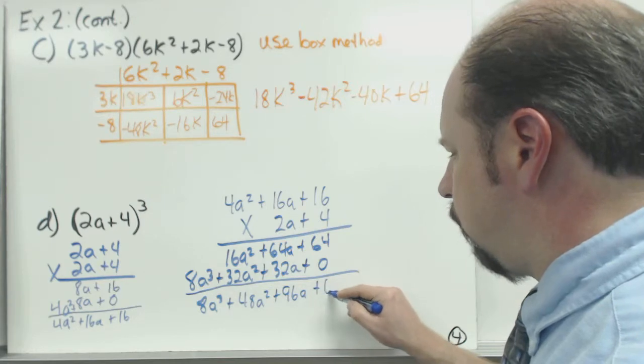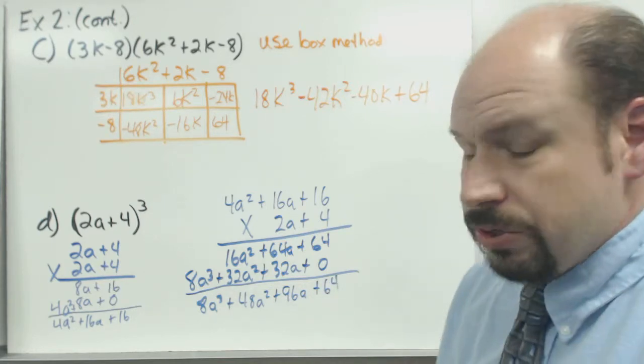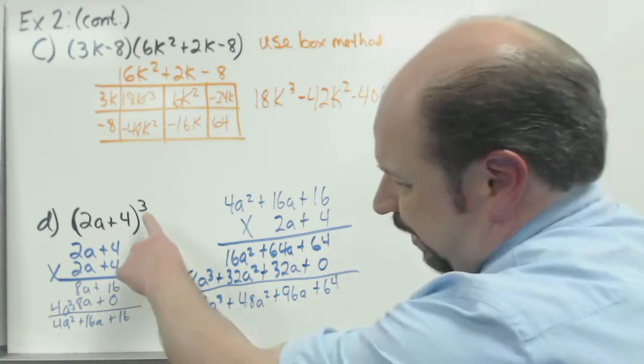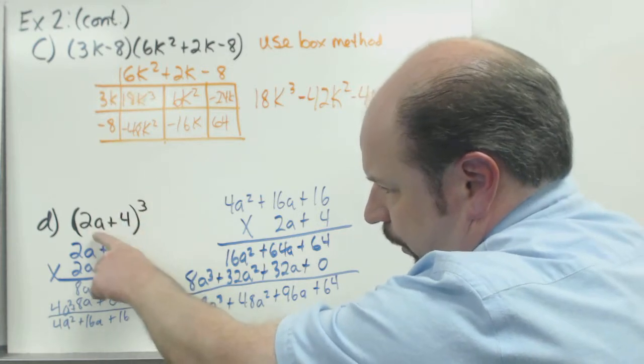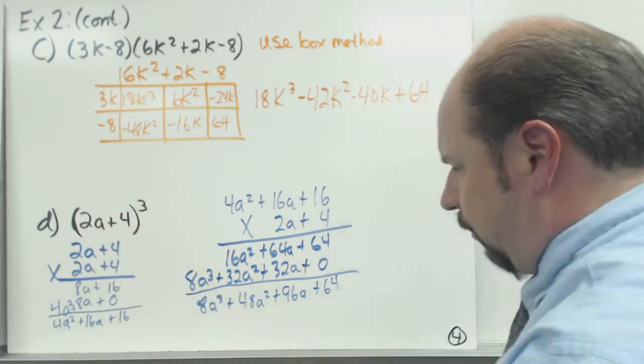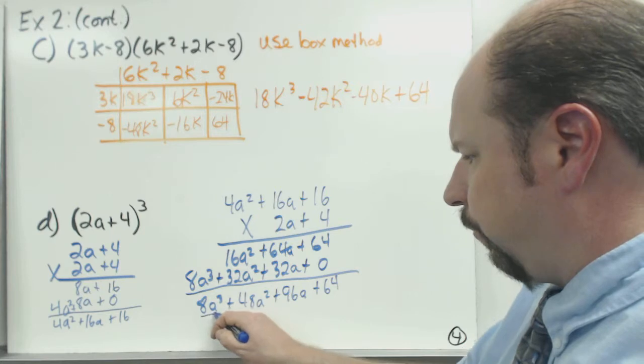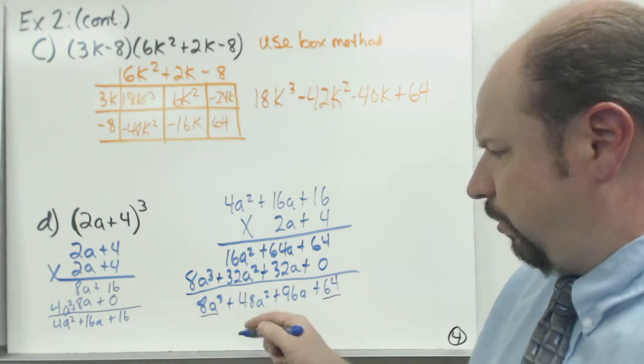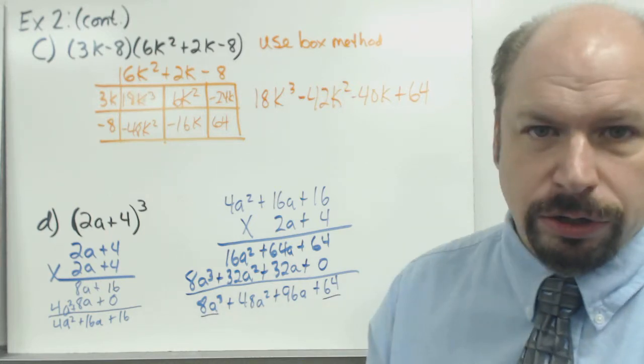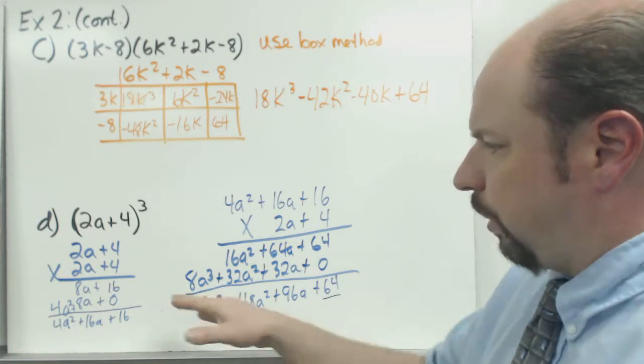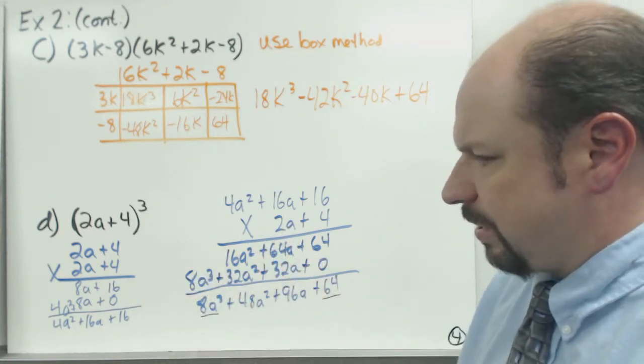plus 96a plus 64. So notice, just like I mentioned before, if we distribute this, we have 2a cubed, or 8a cubed, plus 64. Those do show up in our final answer, but we do have these other terms in the middle here to worry about.